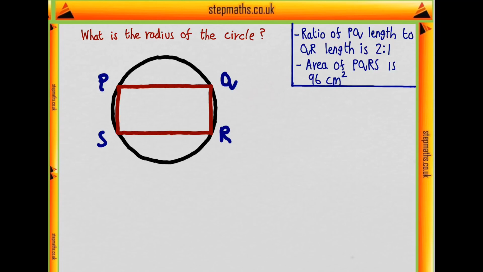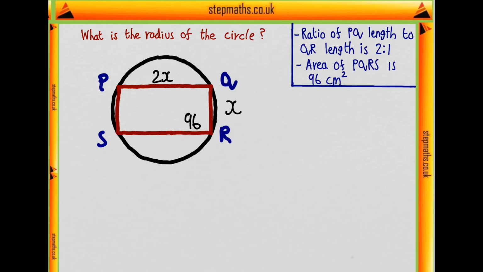The ratio of PQ length to the length of QR is 2 to 1. So we'll just start off, we'll call this X. We'll call this X, so this is 2X, because if we call this X, this would be a half X, and I don't want to deal with a fraction. So we call this X, 2X. We also know the area is 96, so we'll put that here.